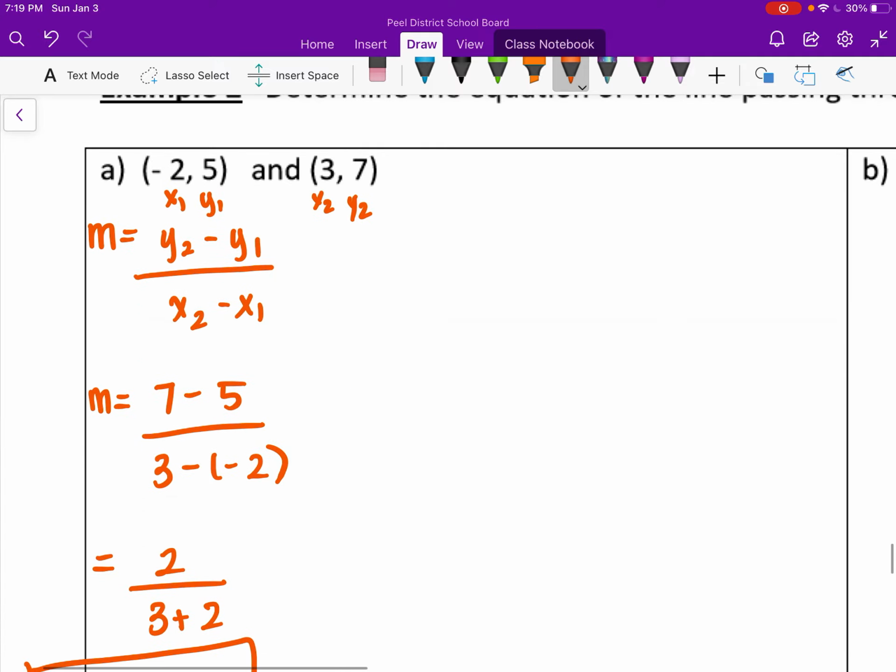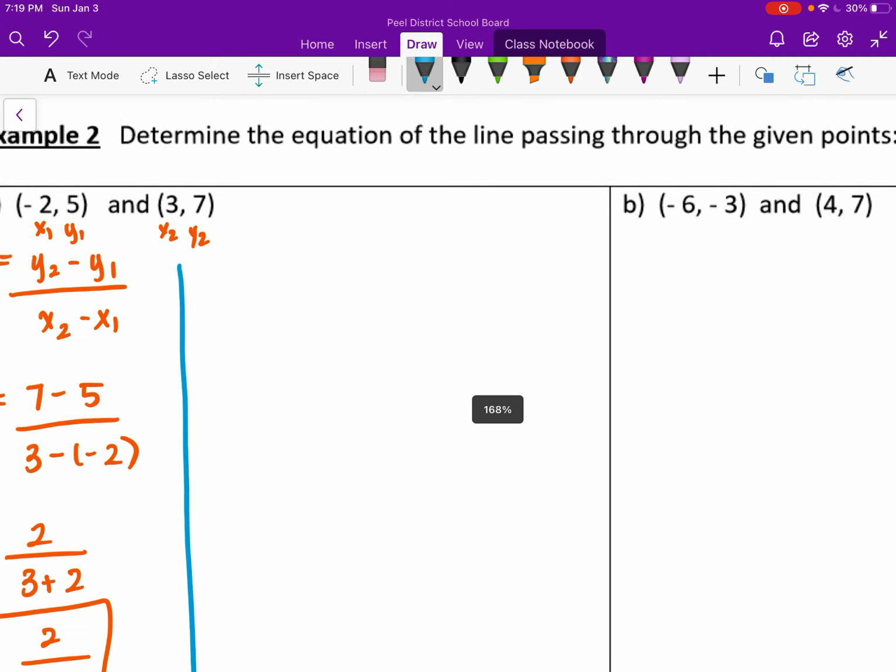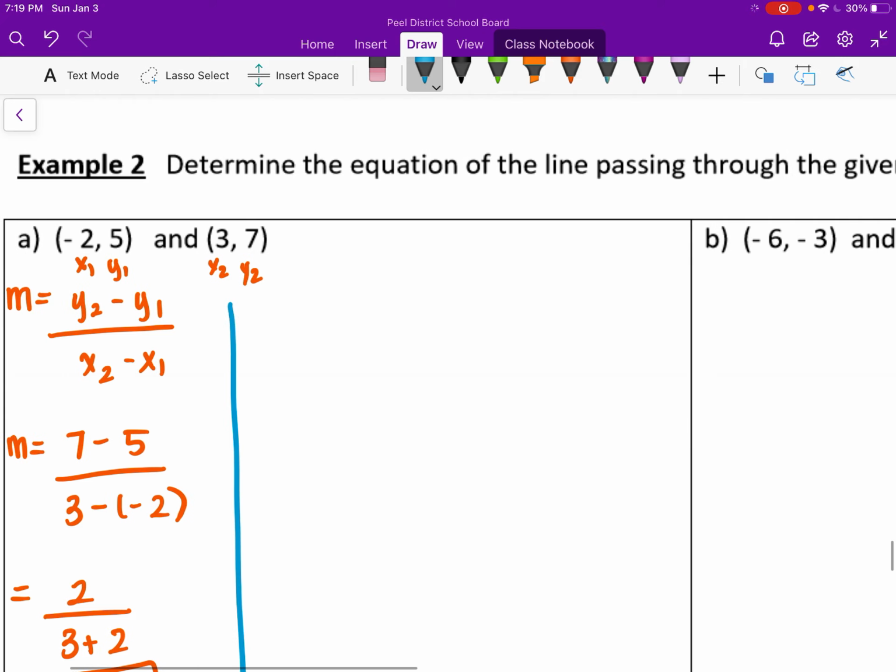Now that I have my slope and a point, I can just go in and find it. I can pick any point. I always like to pick the one with the easiest numbers. So for this one, I ended up picking negative 2 and 5 because those were the numbers I liked. It doesn't matter which numbers you picked. You could have picked 3 and 7. Absolutely doesn't make a difference. So I'm just going to say the point is negative 2 and 5, and then slope is 2 over 5.